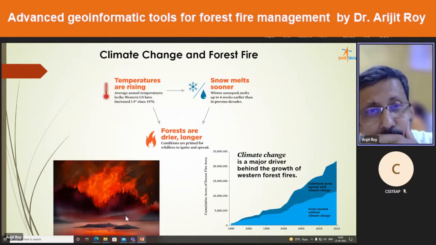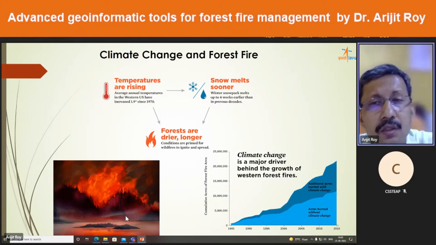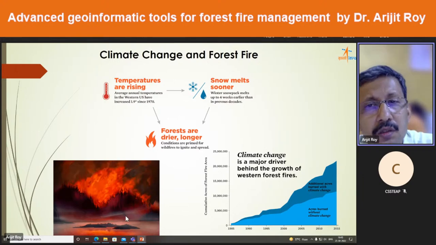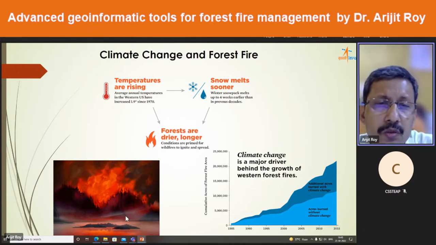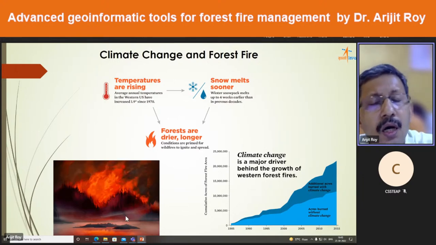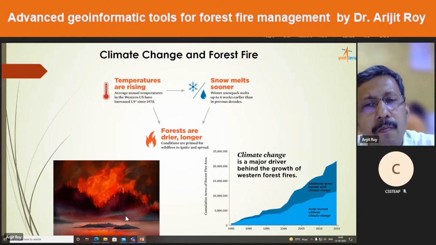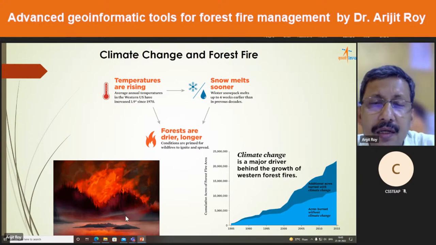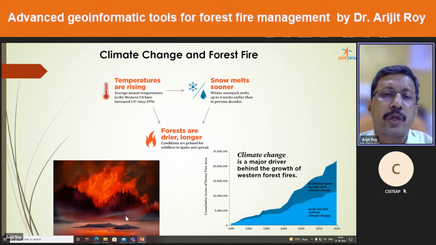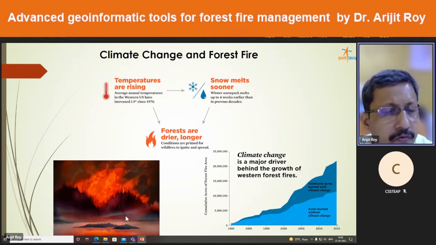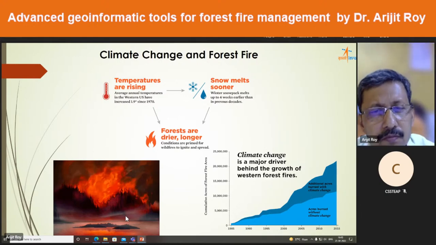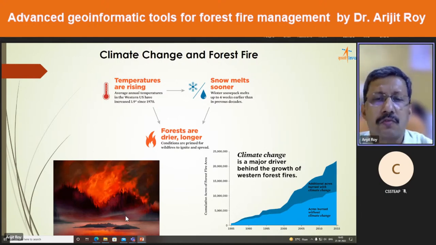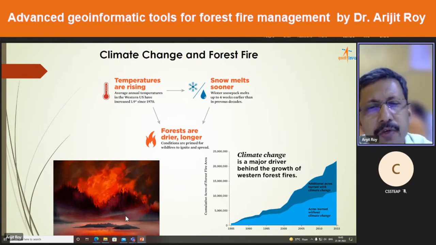I suppose yes. The reason being, the temperatures are rising, and because of this, the snow is melting sooner, especially in the higher latitudes and the higher altitudes. And because of this, the forests are drier for a longer period of time, which provides the conditions which are prime for wildfire to ignite and spread.